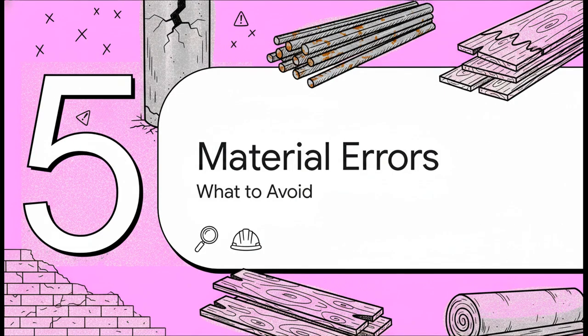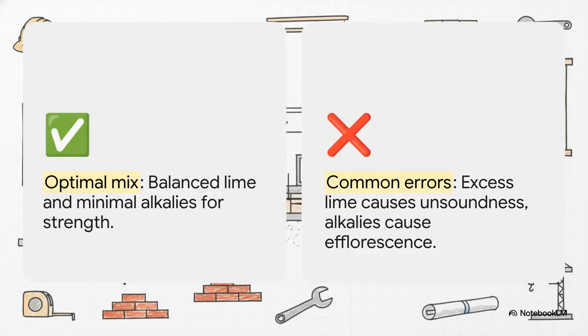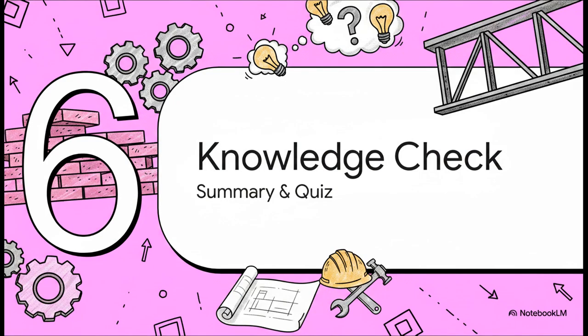Next up, Part 5, Material Errors to Avoid. So the absolutely crucial takeaway here is avoiding these incredibly common errors. Just like throwing way too much salt into a recipe ruins the whole dish, excess lime causes cement unsoundness, and excess alkalis cause something called efflorescence. Now, unsoundness means the cement will actually expand and crack after setting, which fatally compromises your entire masonry wall. And efflorescence? That leaves this powdery, salty residue that really degrades both the strength and the aesthetic of the structure. Stick to the chemical recipe, folks. It's totally non-negotiable. Finally, Part 6, Summary and Knowledge Check.